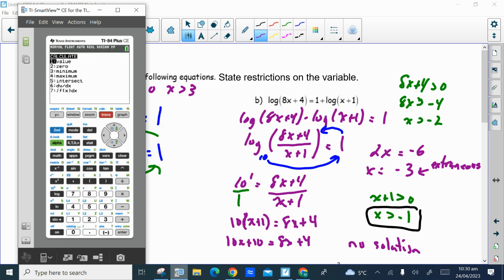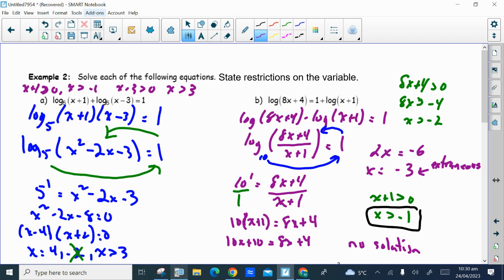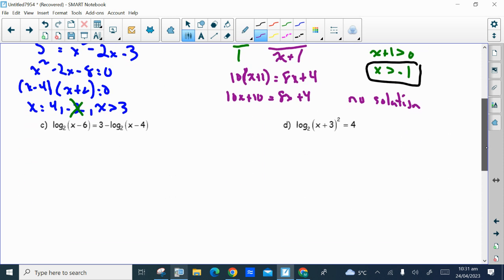Second function trace. Number 5 for intersect. Enter, enter, enter. There is no point of intersection. Okay, everything is inputted into the calculator correctly. There is no point of intersection. So again, that confirms that there is no solution.